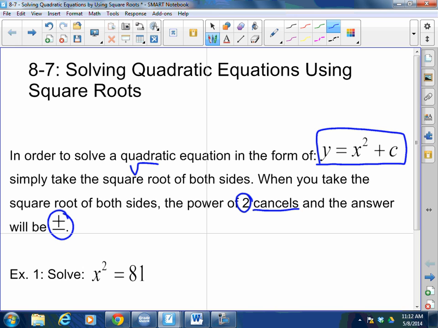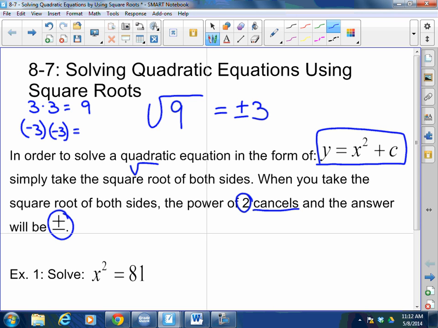Let me explain that plus or minus part. If I have the square root of 9, gentlemen, what is my answer here? No, it's plus or minus 3. And let me explain why. What is 3 times 3? What is negative 3 times negative 3? 9. So do you see that the square root of 9 can come from two positive 3's being multiplied together or two negative 3's being multiplied together?